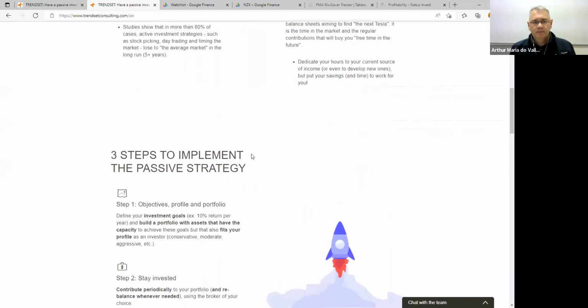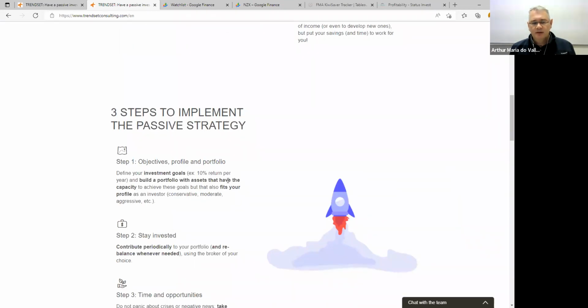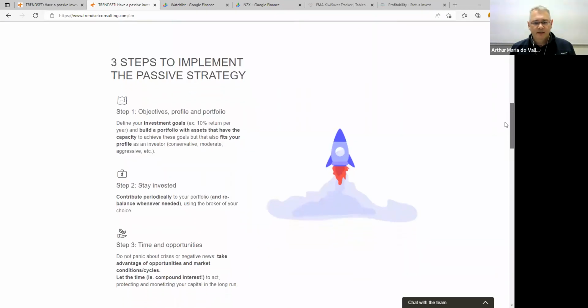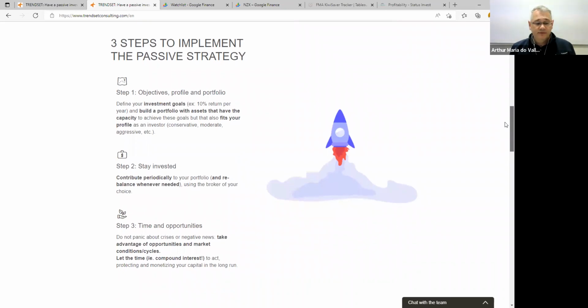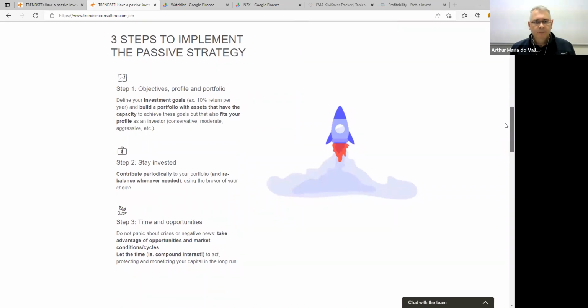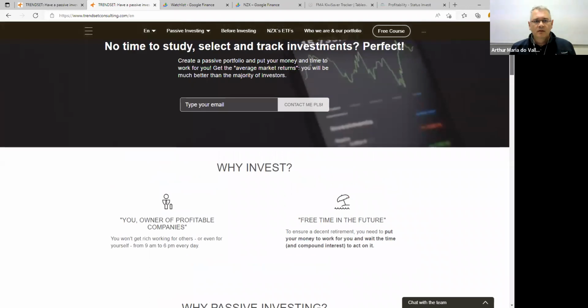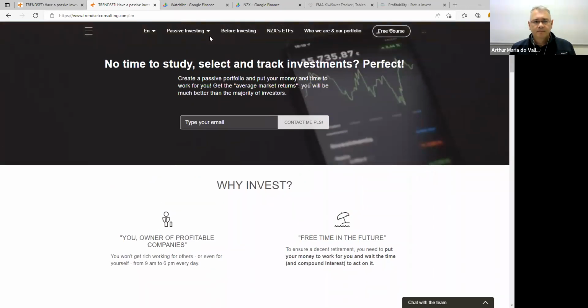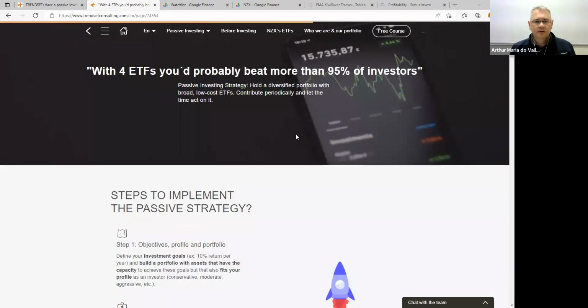And then finally, let's take a look at the 3 steps to implement that passive strategy, okay? For that, let me just see if I missed something before going to those 3 steps.